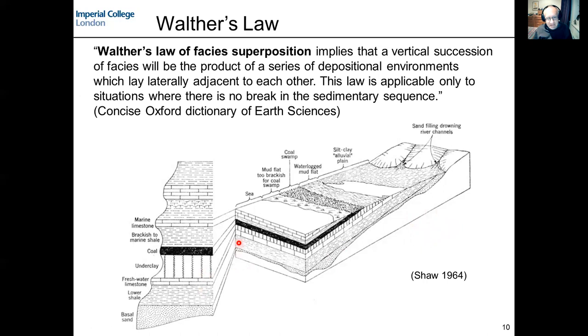So the vertical section on the left is basically the vertical front face of that 3D block diagram. And you can see in here, each of those vertically stacked rock units corresponds to a different environment that's present laterally. And this is a very important concept because it allows us to look at vertical successions and start to think about the geographical position of different facies belts laterally, different environments laterally. And think about how we might build up a stratigraphic section through the movement of those environments through time. But the very important proviso here is this assumes that there's no break in the sedimentary sequence. In other words, we just gradually deposit as the belts shift.